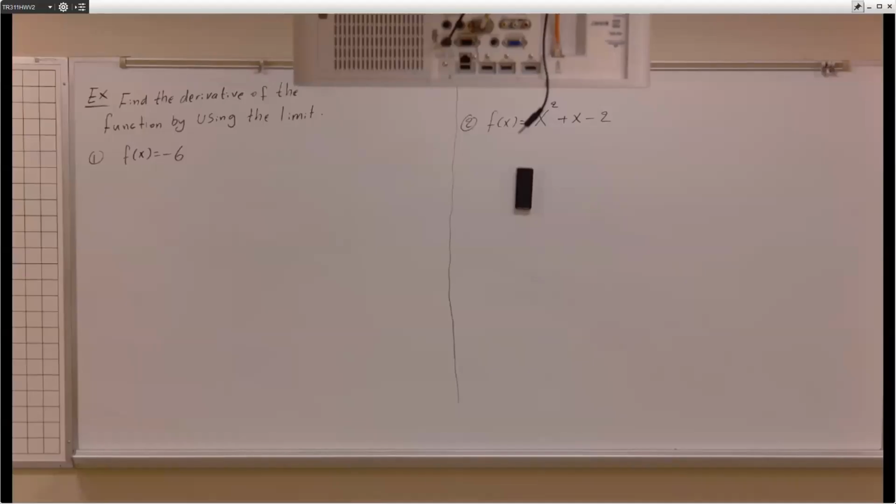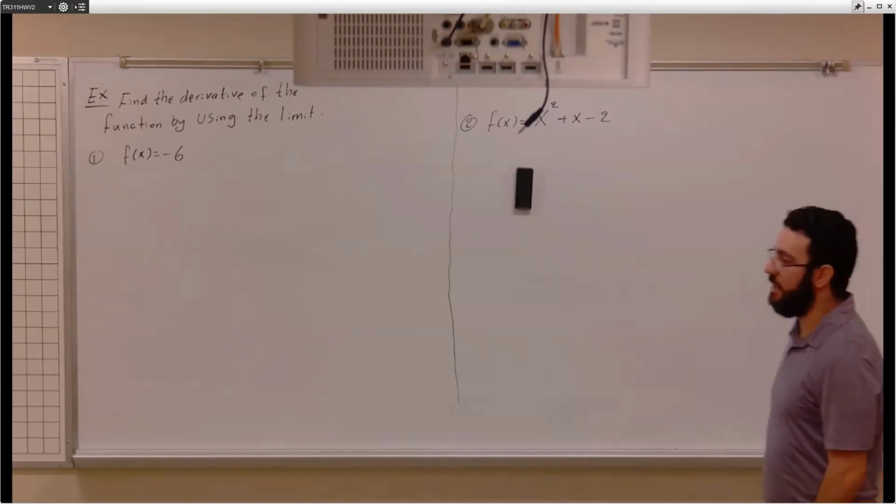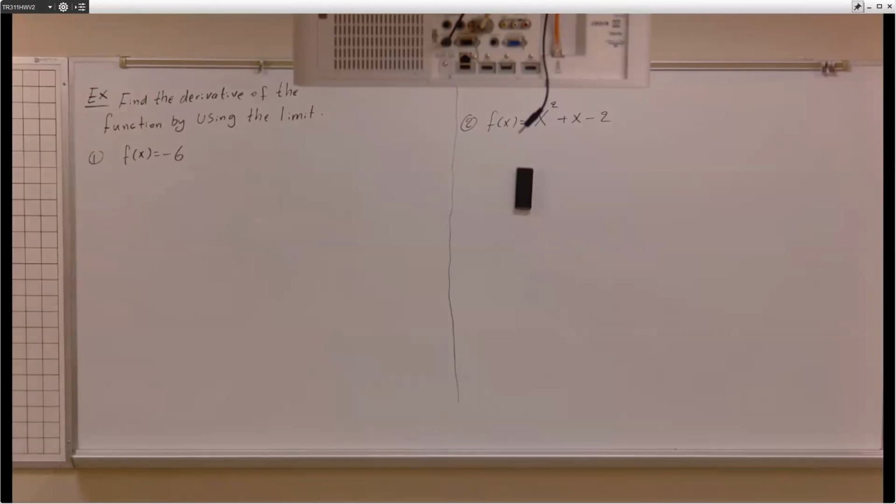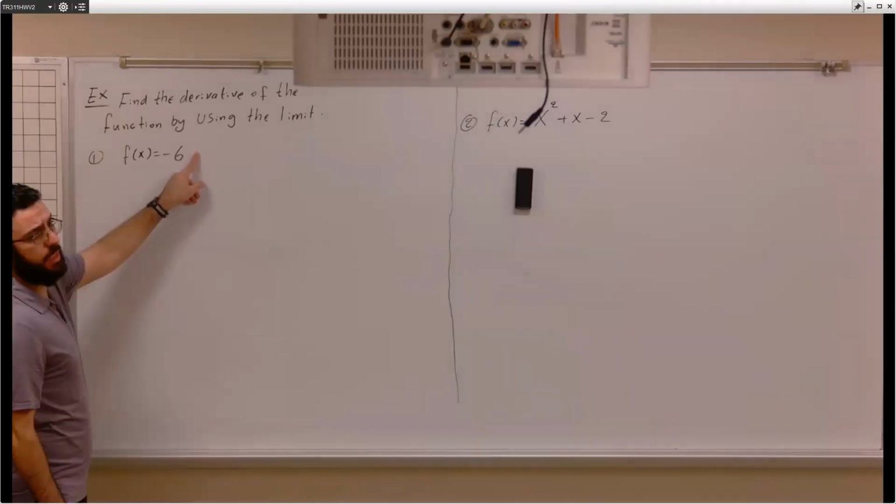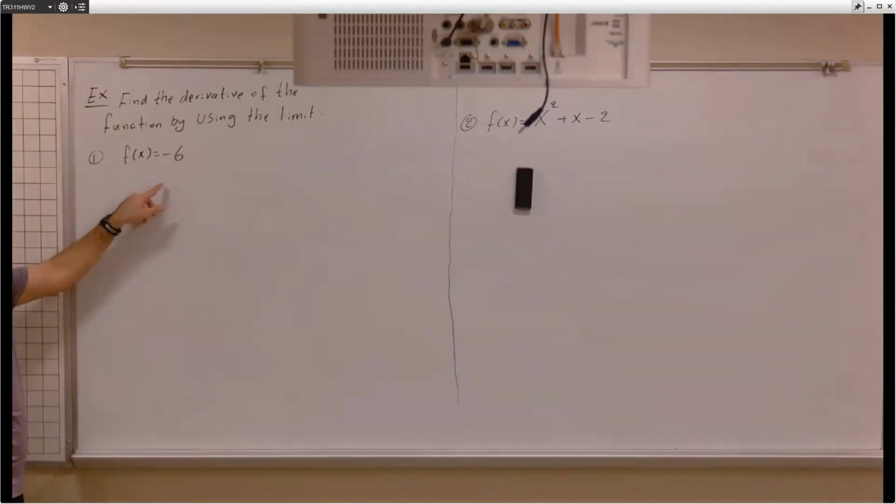So for this example, find the derivative of the function f(x) = -6 by using the limit. So check here that I put this example because it's a little bit confusing. It's -6, there is no x. It's just a constant function. So to find the derivative, we have to use the limit process. And we will see how much the derivative is going to be for this example.